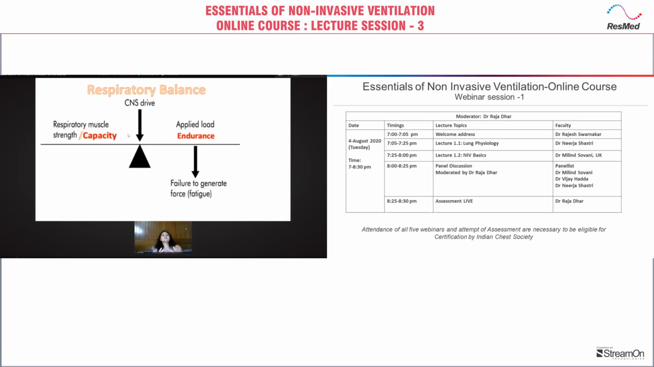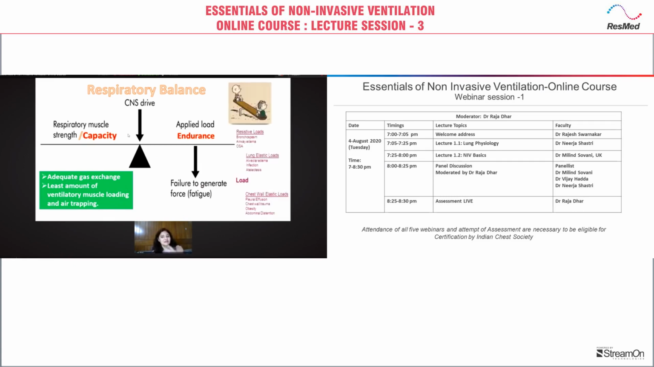Now, respiratory balance: this CNS drive depends upon the capacity and the load applied to the muscles. Normally, this balance between capacity and applied load is optimum, and that causes adequate gas exchange and no air trapping. But when this load is increased in many diseases, this is how the muscle gets fatigued, the muscle load increases and failure occurs.